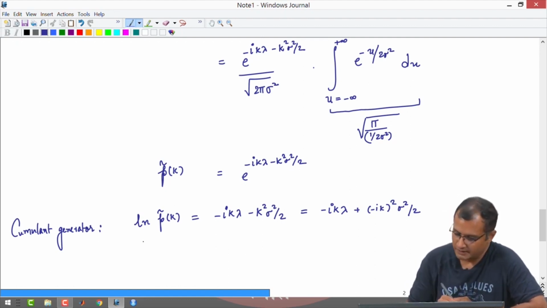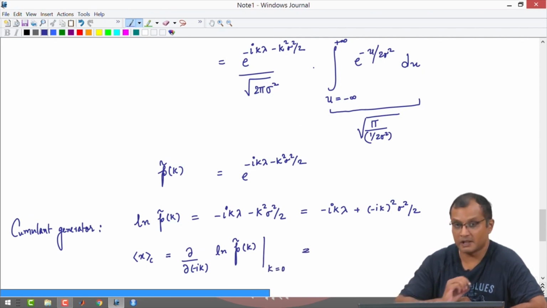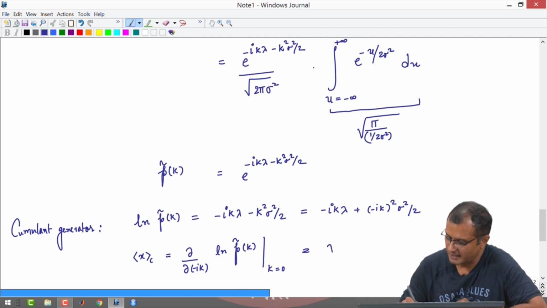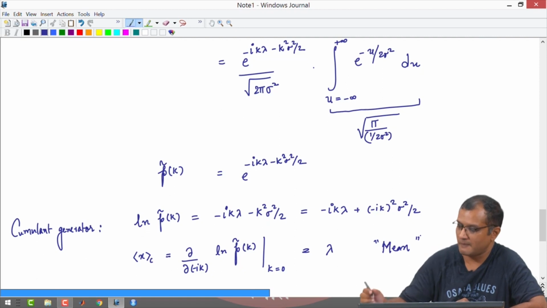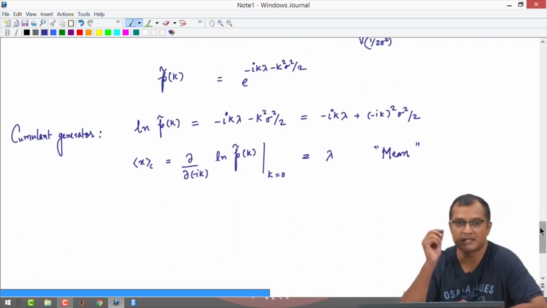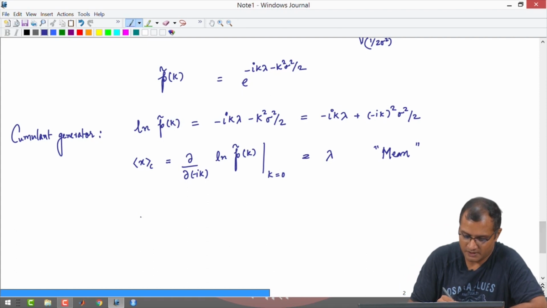So, now you know that the first cumulant is nothing but the first derivative of the cumulant generator evaluated at k equal to 0, which comes out to be just lambda. So, this is the mean, and that we already know that the first cumulant is the mean. Okay. Lambda was declared as the mean, and so it is not surprising to me that the first cumulant is lambda. Let us see what is the second cumulant.